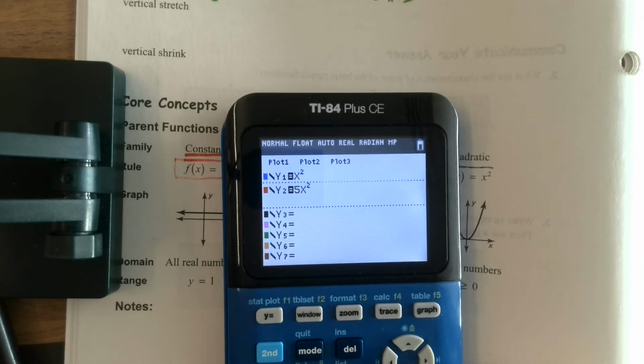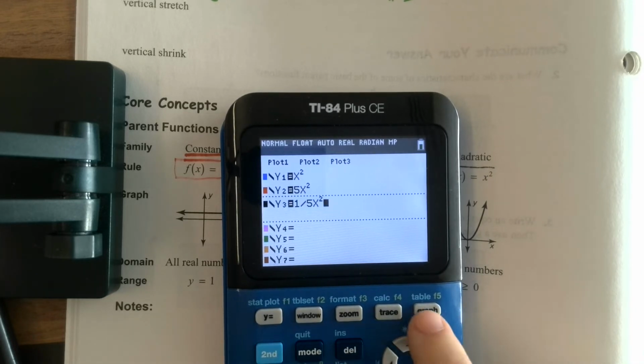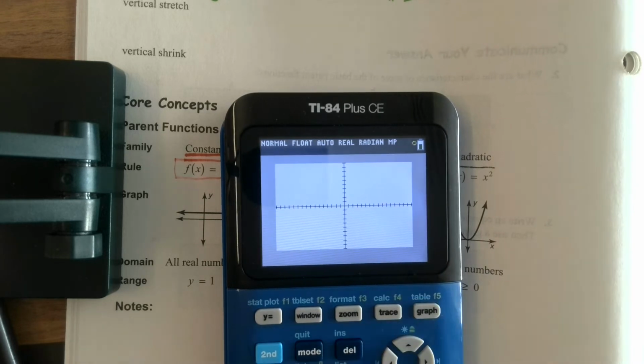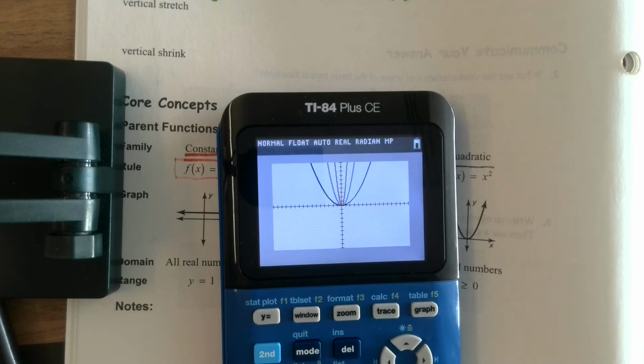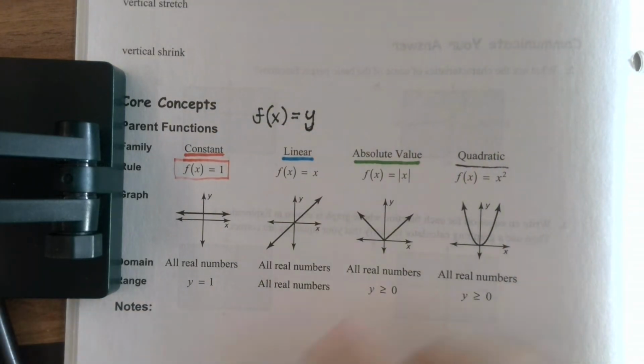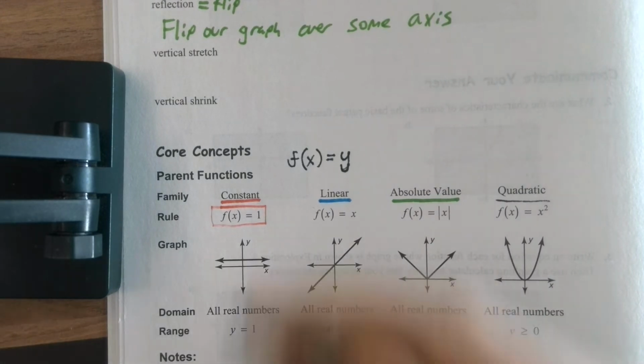Watch what happens if I put a 5 in front of my x squared, and watch what happens when I put a 1 over 5 in front of my x squared. Let's see what these 3 graphs might look like. As always, our blue is our parent function, but the red one is very skinny, and the black one is much more wide. These transformations are called vertical stretches and vertical shrinks. We can think of a vertical stretch or a vertical shrink as a dilation.